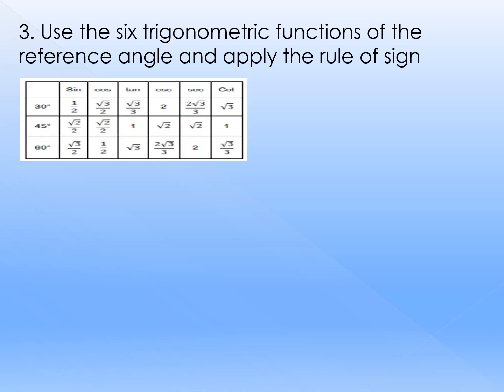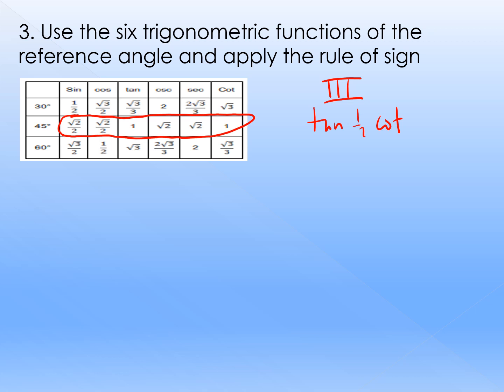So, we're going to use this table. I already showed you this table for 30, 45, and 60 degrees. Since our reference angle is 45 degrees, we will just simply write these values for the 6 trigonometric functions and apply the rule of sine. Since negative 2655 degrees falls in quadrant 3, therefore, only tangent and cotangent are positive, while the other 4 trigonometric functions are negative.